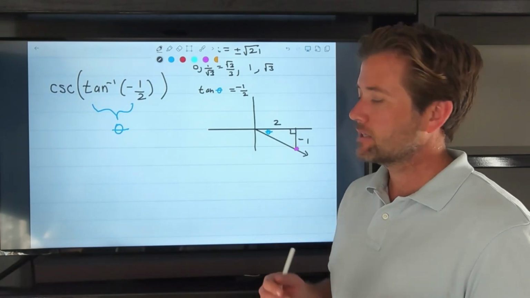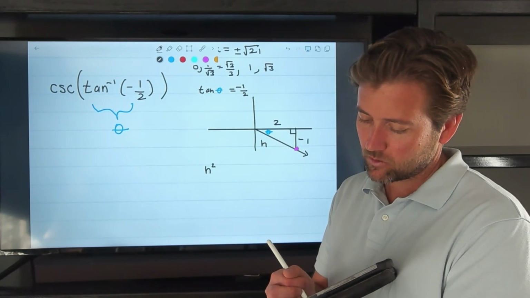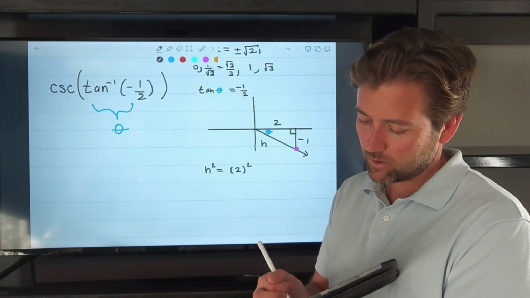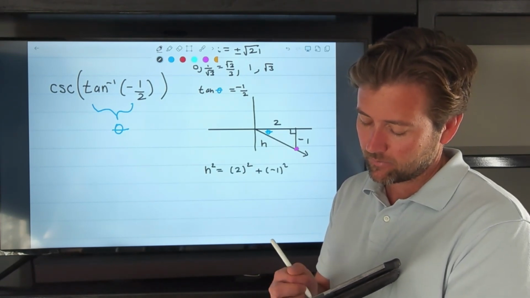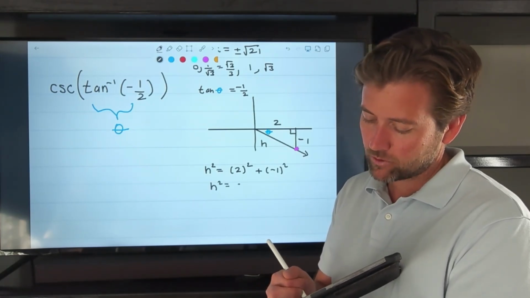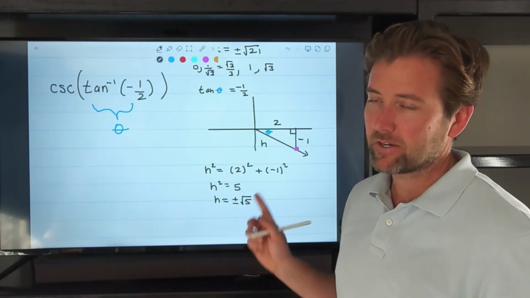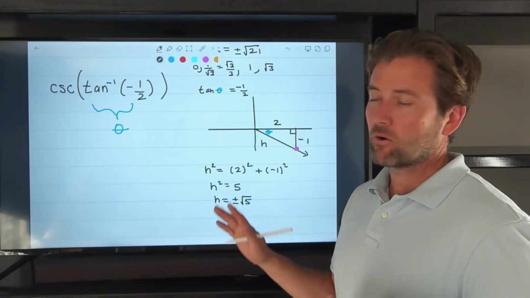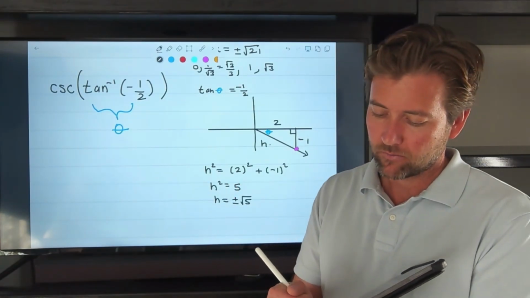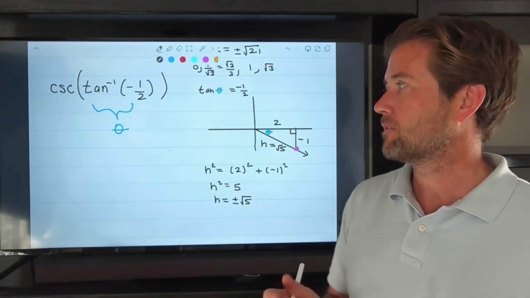So we need to go ahead and figure out this hypotenuse. H squared is equal to 2 squared plus -1 squared. H squared equals 4 plus 1, that's 5. So H equals plus or minus square root of 5. If I solve that equation, in the context of all these problems, the hypotenuse, or if you think about it as the radius of the circle, is going to be the square root of 5.